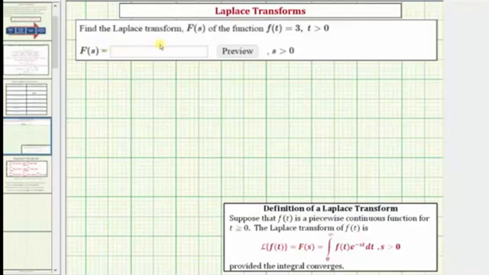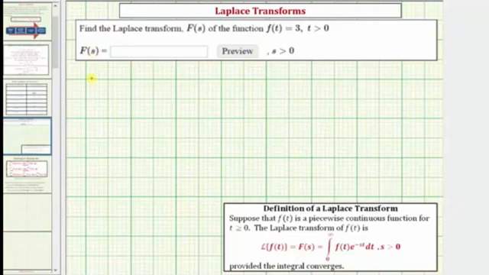We want to find the Laplace transform, which is big F of s, of the function f of t equals 3. Looking at the definition below, suppose that f of t is a piecewise continuous function for t greater than or equal to 0. The Laplace transform of f of t is equal to the integral from 0 to infinity of f of t times e raised to the power of negative st dt, where s is greater than 0.